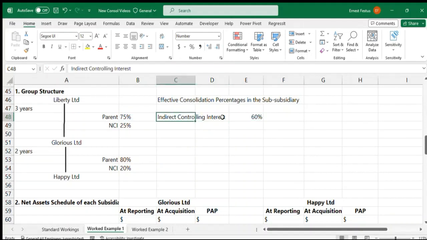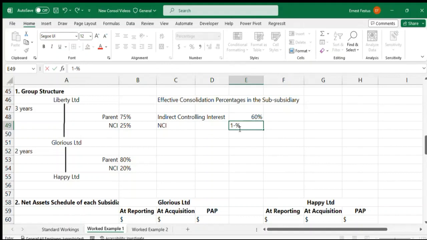And so if the parent is controlling 60% of the shares in the subsidiary, then the non-controlling interest, the NCI, simply put, within our subsidiary is going to be 1 minus this figure. So it's going to be 40%, and the total equals 100%. So this is how we actually calculate our effective consolidation percentages. As we go on, we will know when to use these percentages. Alright, so this is how our group structure looks, we have our effective consolidation percentages in place, and so we can continue.